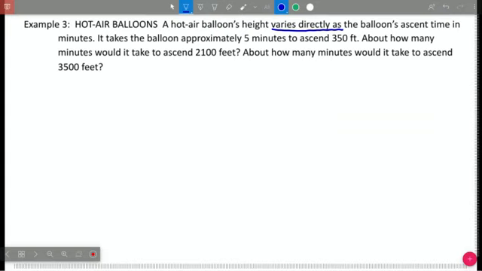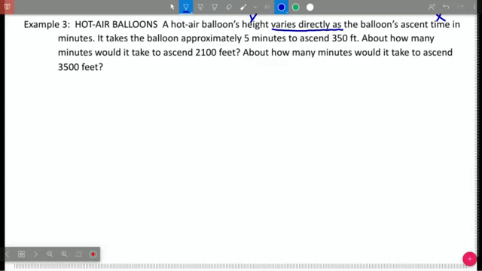So whenever you deal with these types of problems, notice how I identified varies directly. I identified those words in that sentence. So when we look at that initial sentence, whatever comes before varies directly, in this case height, it's always going to be our Y. And whatever comes after varies directly, which is our ascent time, that's going to be our X. So an easy way to remember that, the equation for direct variation is y equals kx. The y comes before the equal sign, the x comes after.